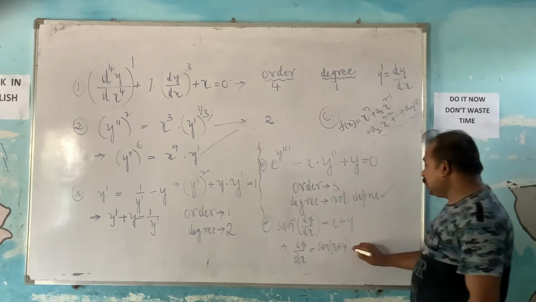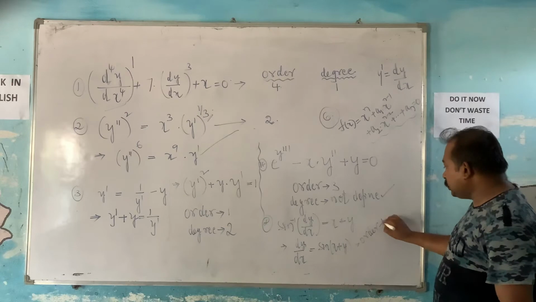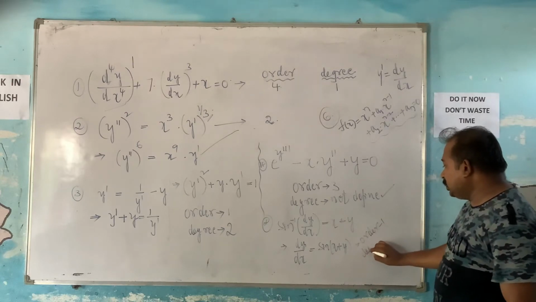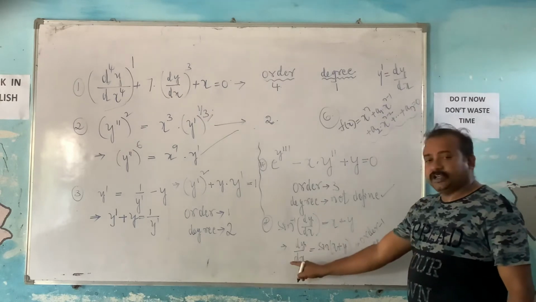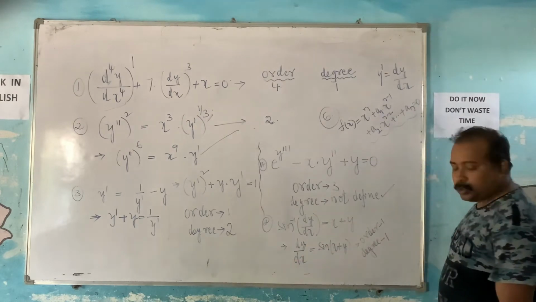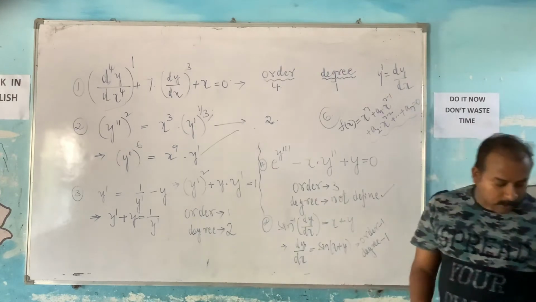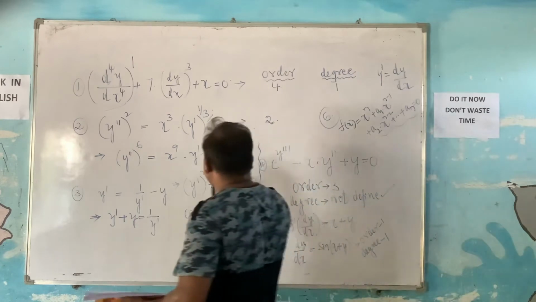Then what about the order for this differential equation? If you observe, order is equal to 1. And what about the degree for this differential equation? The highest order derivative is 1, and its power is 1. So degree also equals 1. One more example I will give.